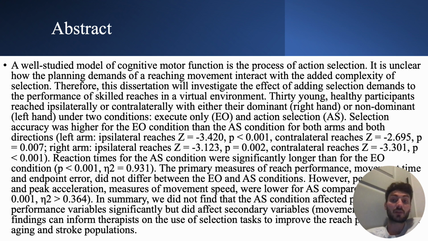And basically, the summary would find that the action selection condition affected the performance variables significantly, but did not affect the secondary variables. And hopefully, this kind of question would help therapists in the clinic, help patients with stroke recovery, relearning reach and grasp tasks, and also if they've ever had heart attacks or heart attack episodes and somehow have lost, either through hemiparesis, some sort of function or smoothing ability to their trajectories or reaching ability.